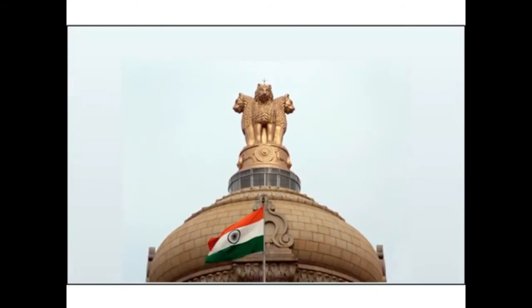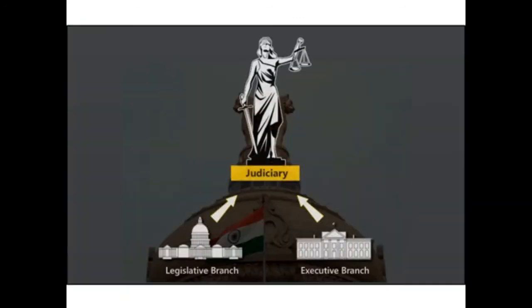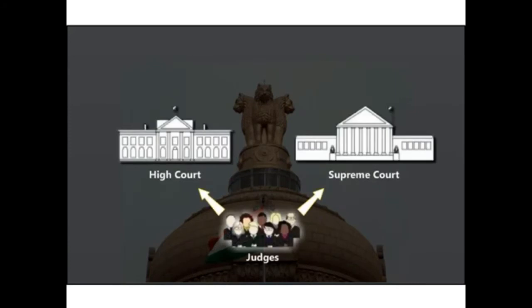Such independence is provided by separation of powers. This means that the other branches of the state, like the legislature and the executives, cannot interfere in the work of the judiciary. All the judges in the High Court as well as the Supreme Court are appointed with very little interference from the other branches of the government. It is also very difficult to remove a judge once appointed.